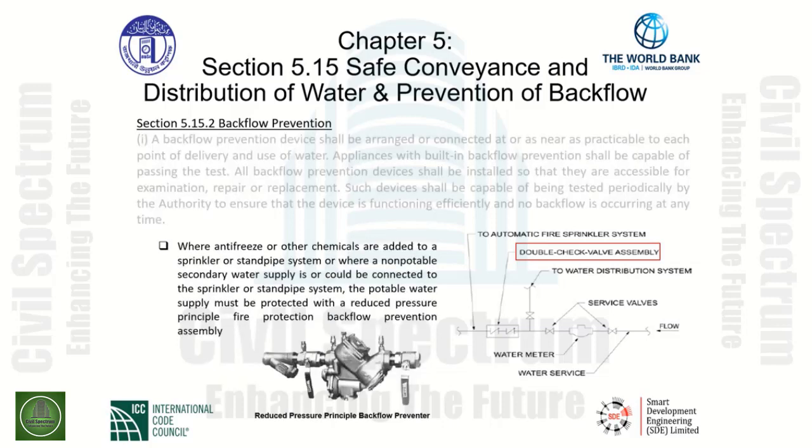Where antifreeze or other chemicals are added to a sprinkler system or a standpipe system, or where a non-potable secondary water supply is or could be connected to the sprinkler or standpipe system, the potable water supply must be protected with a reduced pressure principle fire protection backflow prevention assembly. This gives us better protection in case of contamination being backflowed into the potable water supply.